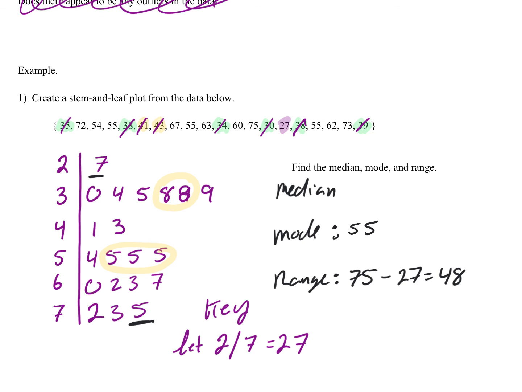And now we can start crossing off numbers just like we did when we had a list to find our median. When we finish crossing off, we end up with 2 numbers, 54 and 55, and we want to find the average of those for our median. So 54 plus 55, we'll divide that by 2 to find our median of 54.5.